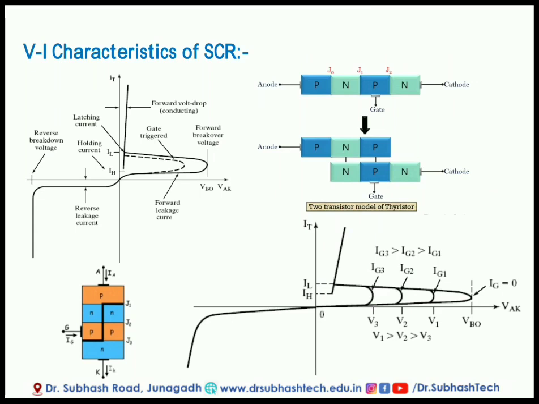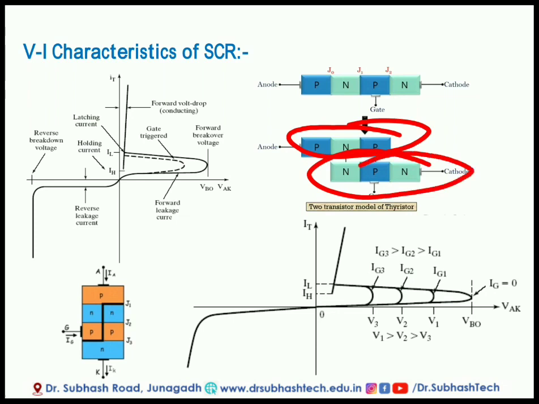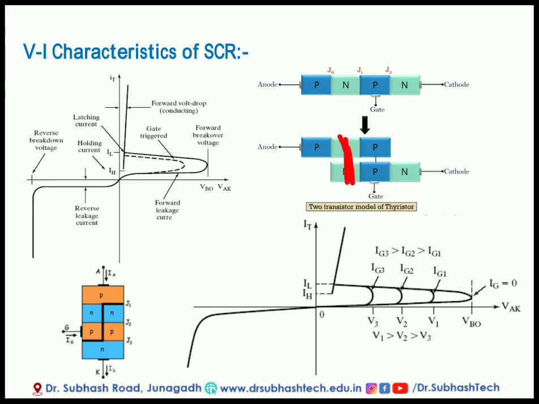Now using the two transistor model, this is the PNP transistor and the lower one is the NPN transistor. Whenever we connect this N and this P, we design a total SCR, or 4 layer structure. So we can say this is structure 1, 2, 3 and 4. This 4 layer device is SCR.